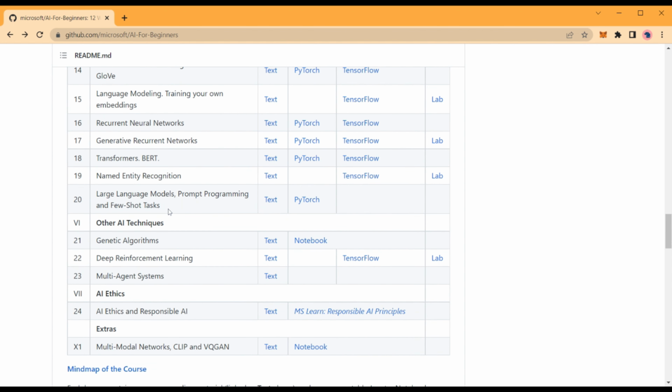Similarly, under other AI techniques and genetic algorithms, there is a text notebook, there is no TensorFlow block and no lab. Deep reinforcement learning has text, there is no PyTorch block, but there is TensorFlow, and a lab with this. Similarly, multi-agent system, there is only text, this is a readme block and nothing else.